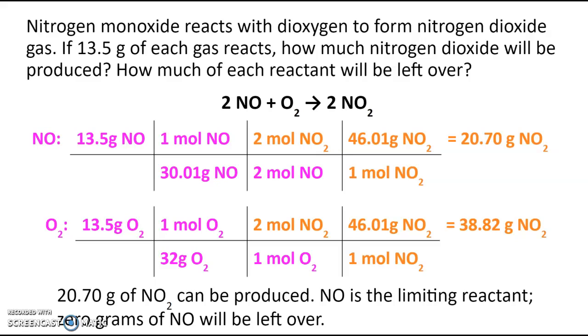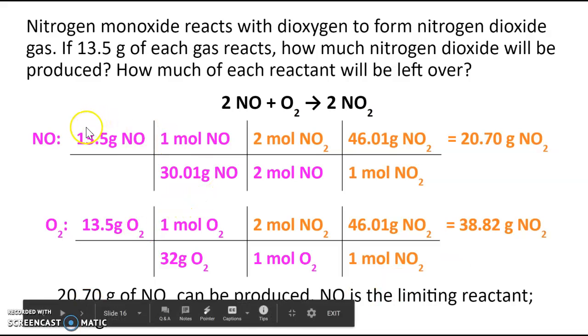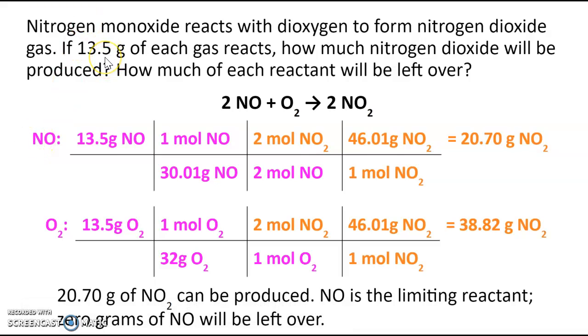Okay, write and balance your chemical equation. That's always our first step. 2 nitrogen monoxides plus 1 dioxygen gives us 2 nitrogen dioxides, sorry. We want to see how much we can make if we have 13.5 grams of each reactant. So we're starting with 13.5 grams of NO, molar mass, mole equivalency, molar mass of NO2. We can make 20.7 grams.